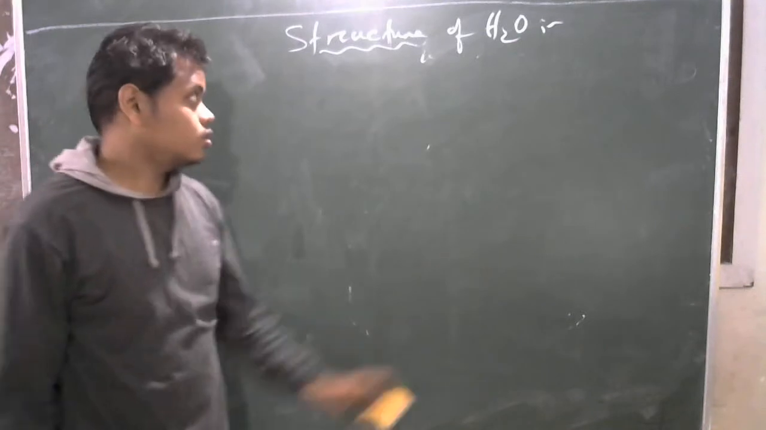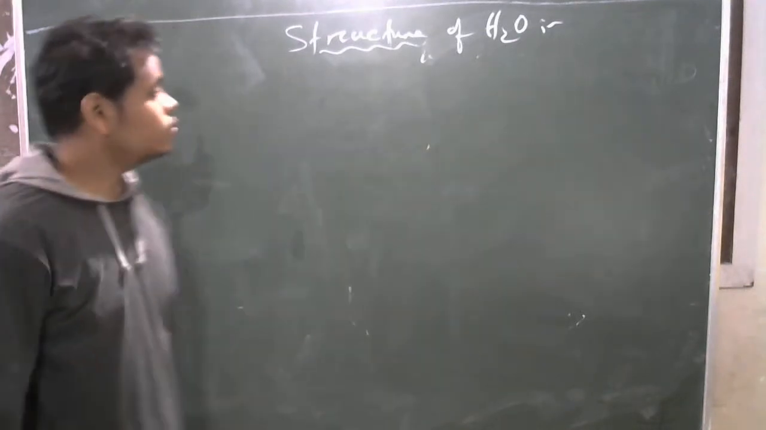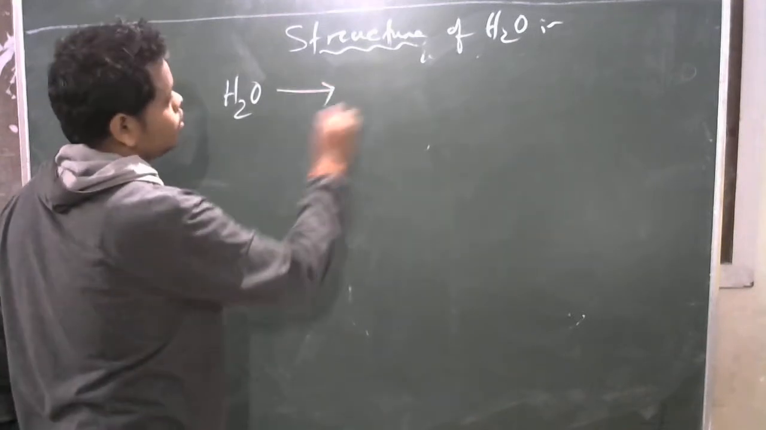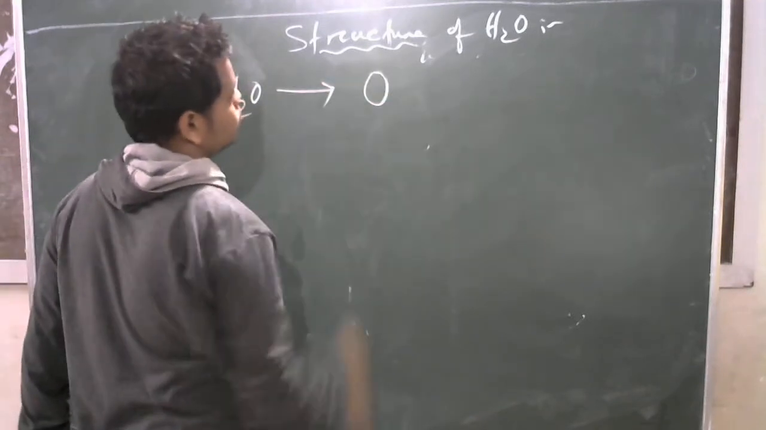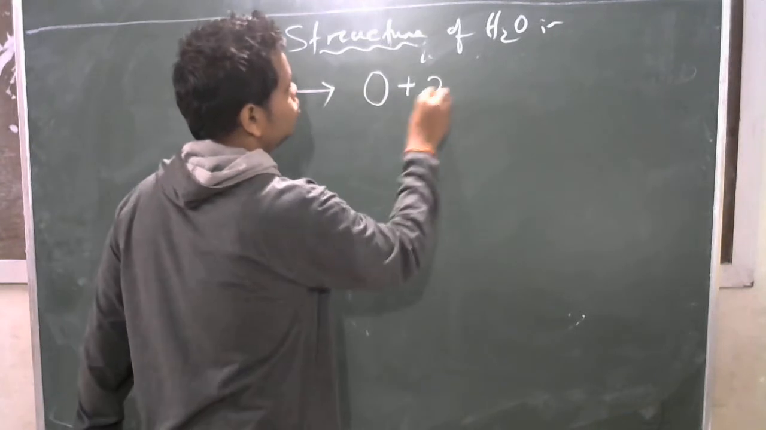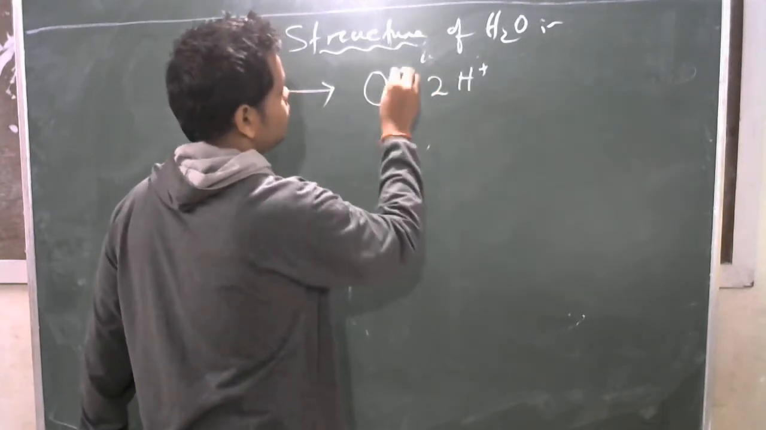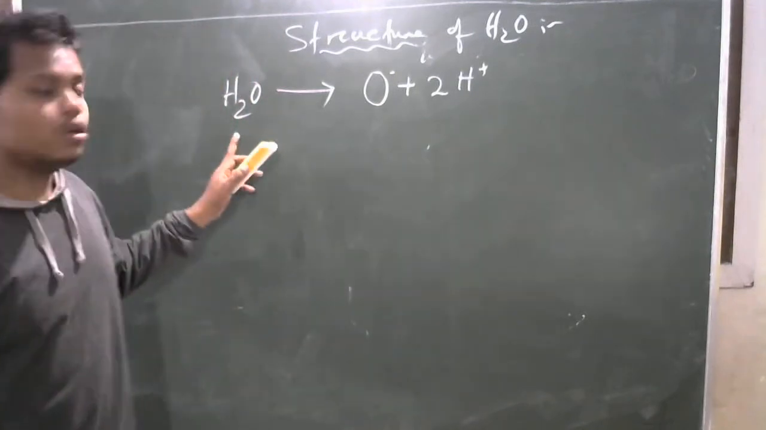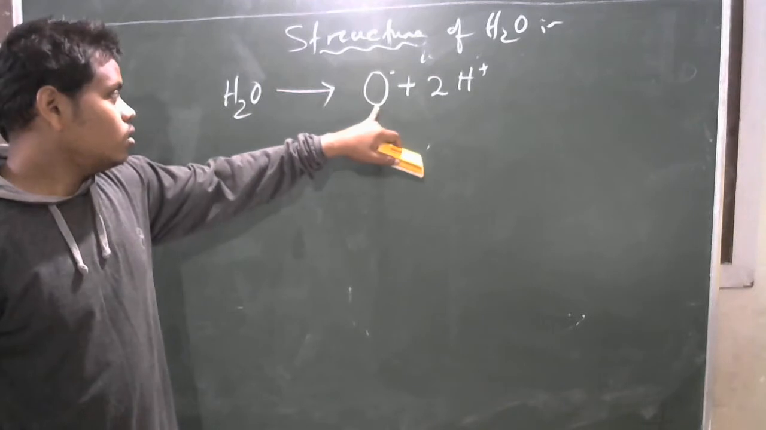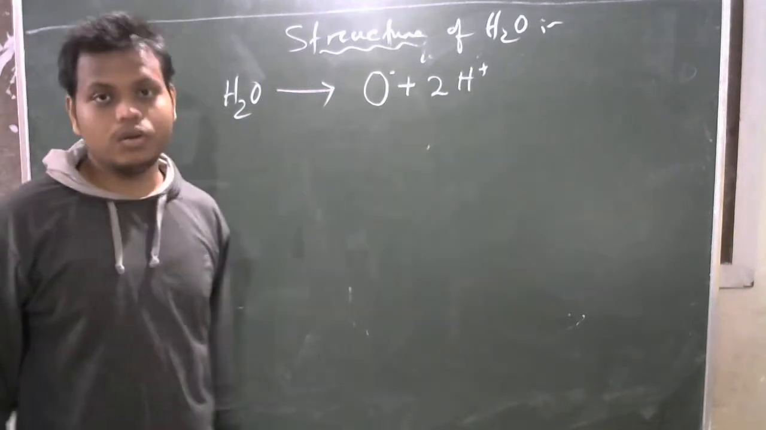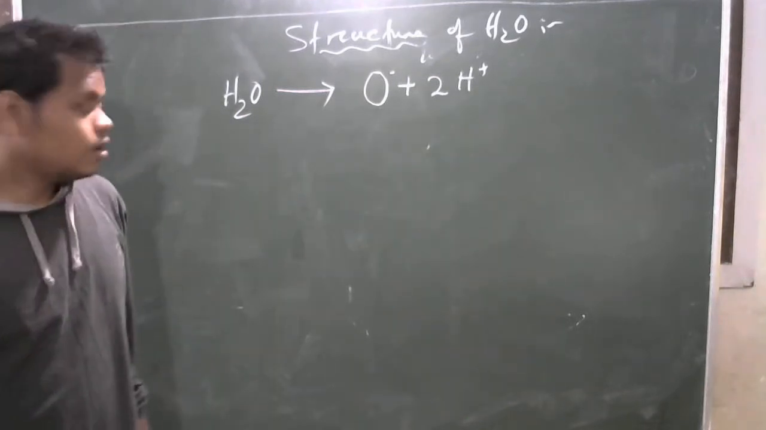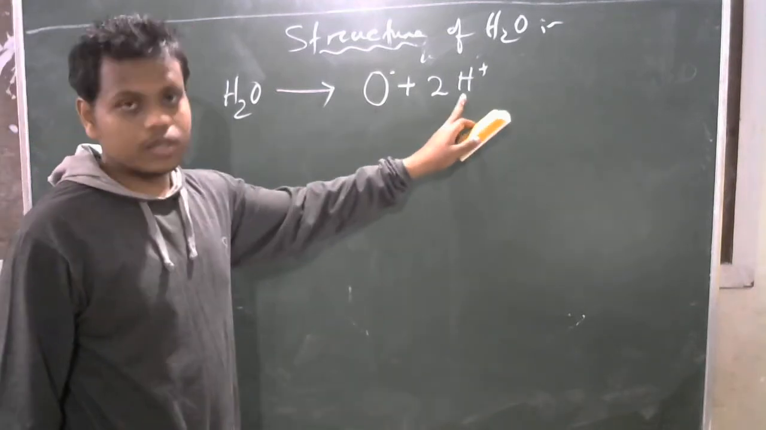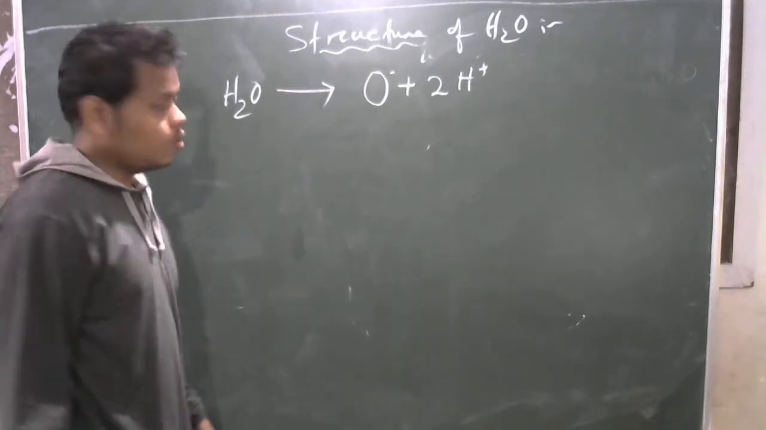We all know structurally water consists of one oxygen atom and two hydrogen atoms. One water molecule consists of one oxygen atom and two hydrogen atoms. Then how do they react with each other? How do two hydrogen atoms react with an oxygen atom?